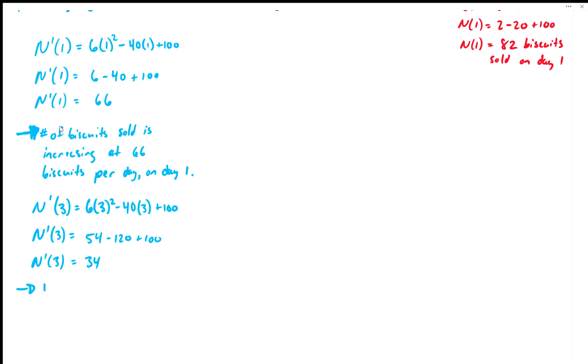This is still meaning very similar. It's just the number of biscuits sold is increasing at 34 biscuits per day on day 3. I don't know what this store is like, but it seems like there's more hype that first day because the increase is higher than the third day.